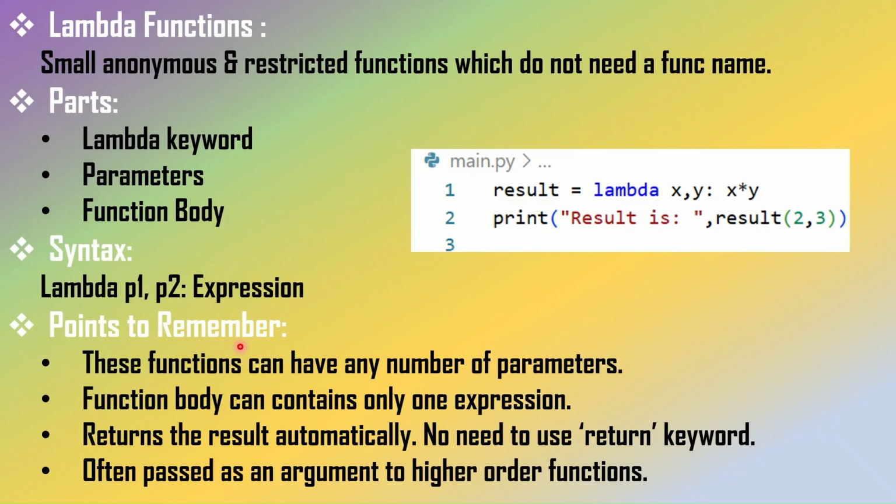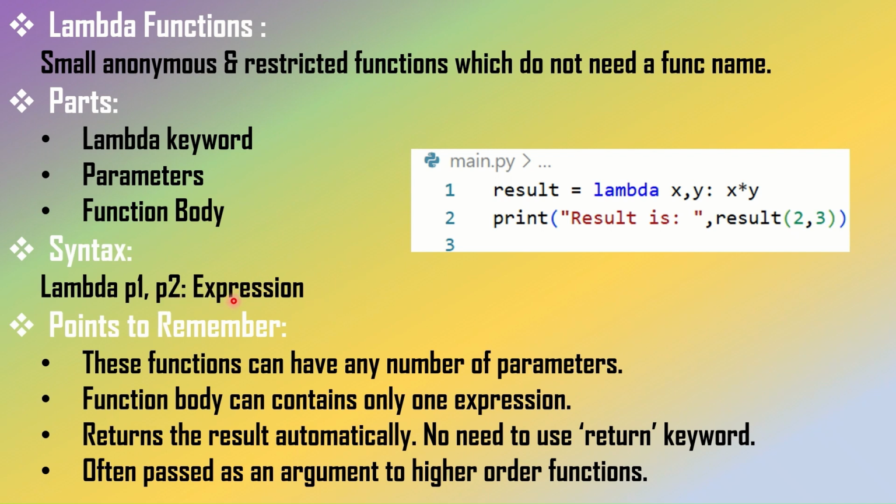And we need to remember four points while using these Lambda functions. The first one is that these functions can have any number of parameters. We can pass n number of parameters whenever we define a Lambda function. There is no restriction on the parameters, but the parameters need to be separated by commas. And the function body can contain only one expression. So whenever we go with Lambda functions, we need to have only one function body.